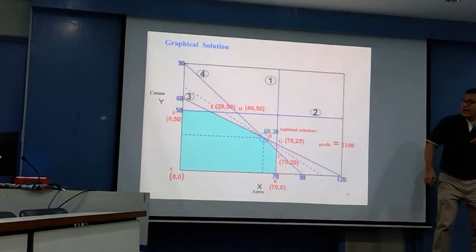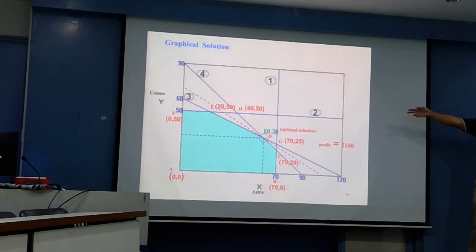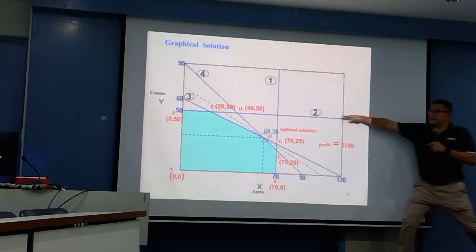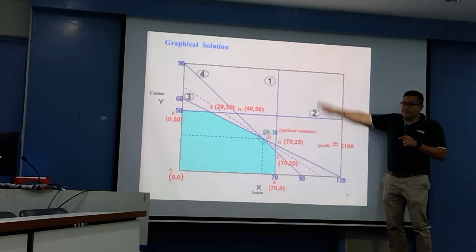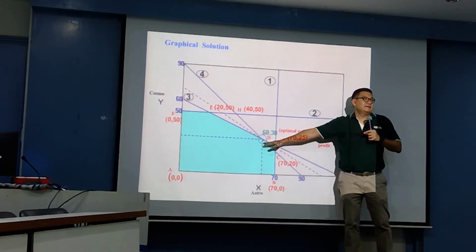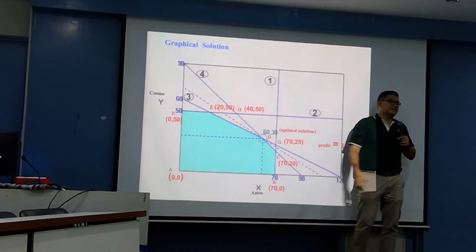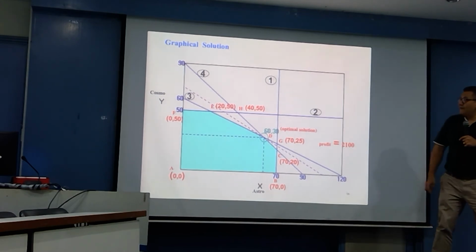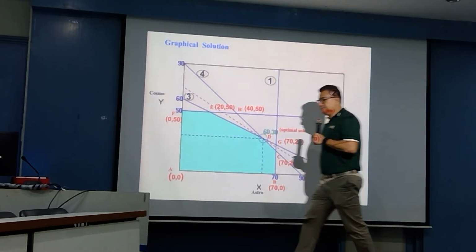Okay? How about constant 2? Constant 2 is non-binding, right? Upper limit is positive infinity. Lower limit is point D, the original optimal solution point. Okay? How about constant 3?